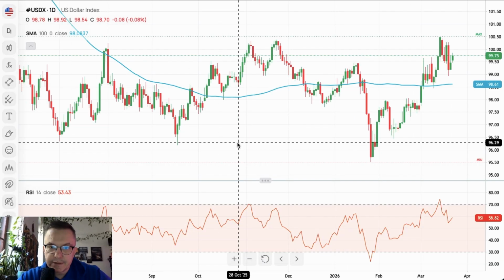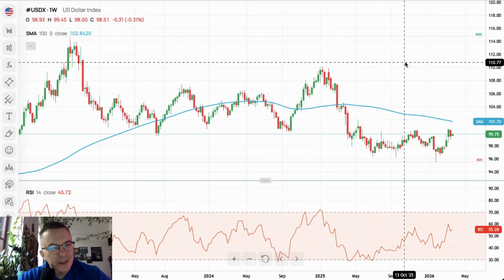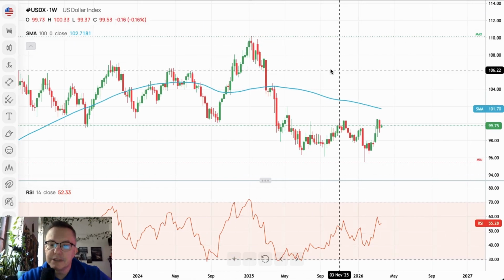Now let me just take a look at the US dollar index. Remember, the US dollar index, let me just take a look at the weekly. There you go. The weekly is looking quite interesting to me. Let me tell you why.